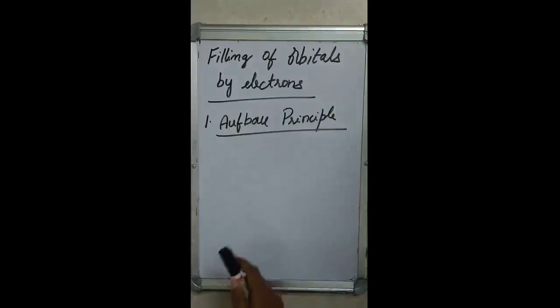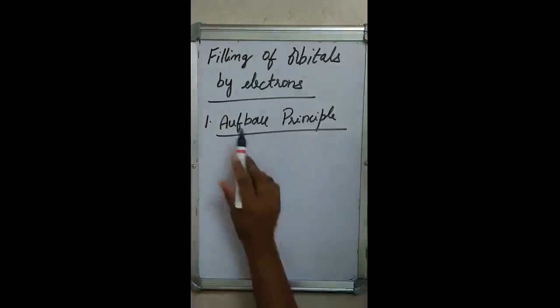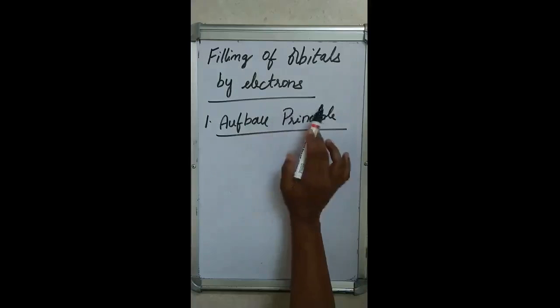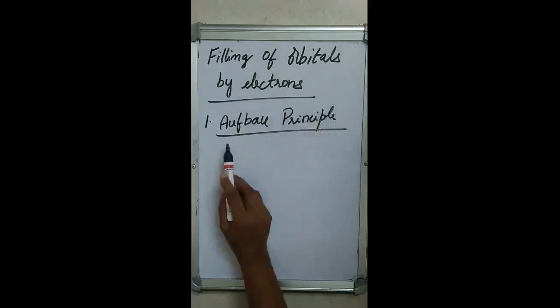Filling of orbitals by electrons. Now, first one, electrons are filled in orbitals based on 5 rules. Okay, in that first one, Aufbau Principle.